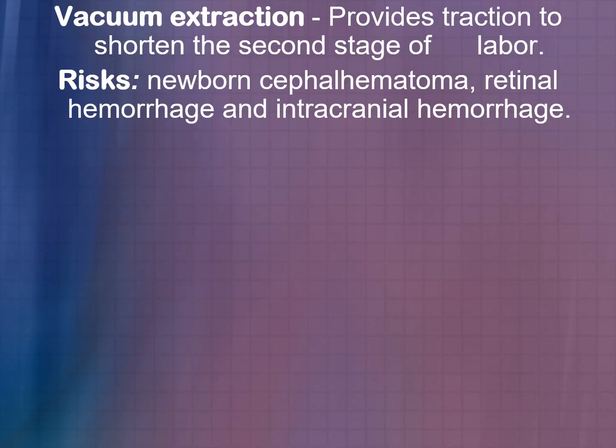And this vacuum extraction provides traction. We know that by using the vacuum we can ensure the rotation, and at the same time we can apply the traction also. That may reduce the duration of the second stage of labor, but there is a chance for cephalhematoma, retinal hemorrhage, and intracranial hemorrhage if you are using the vacuum.